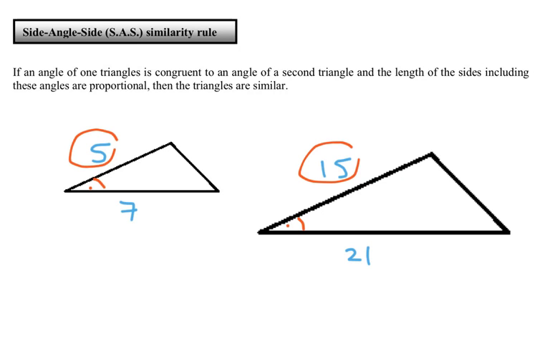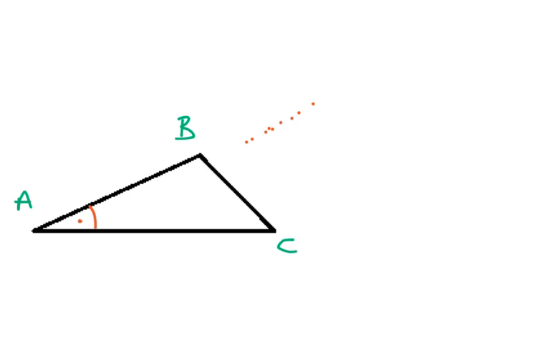15 over 5 is equal to 21 over 7. And so what we're saying is if this was length x, we'd have to say that this length over here was 3x. This can be easily proven then using our proportionality theorems.